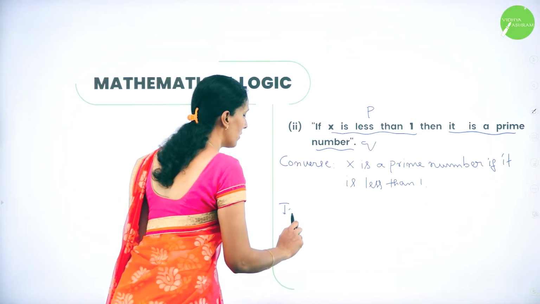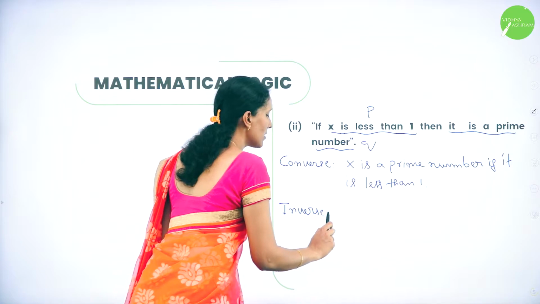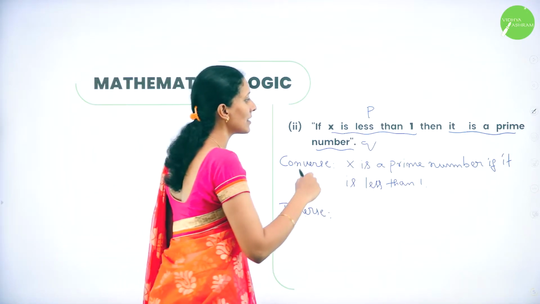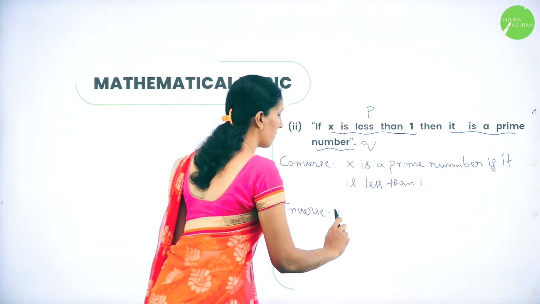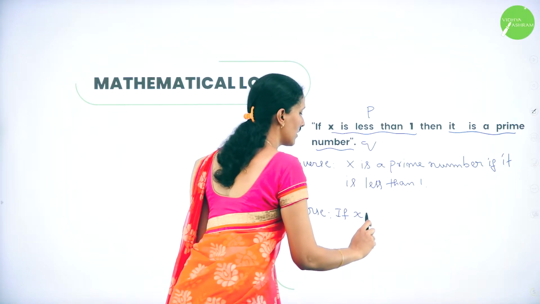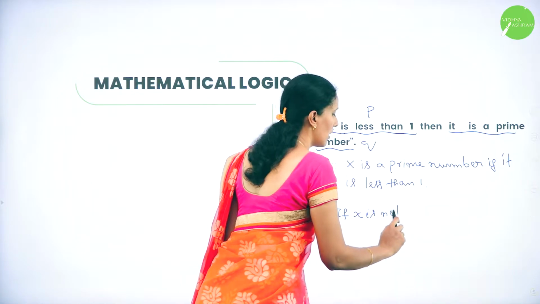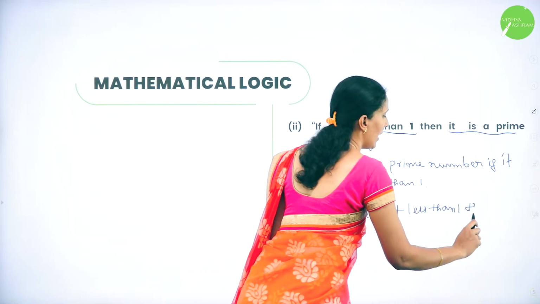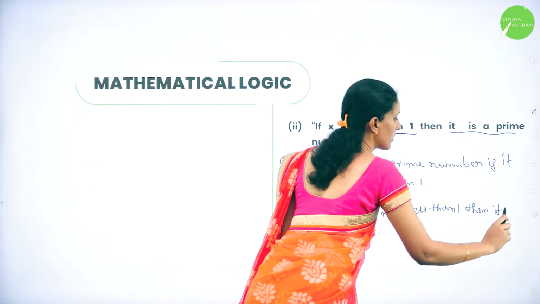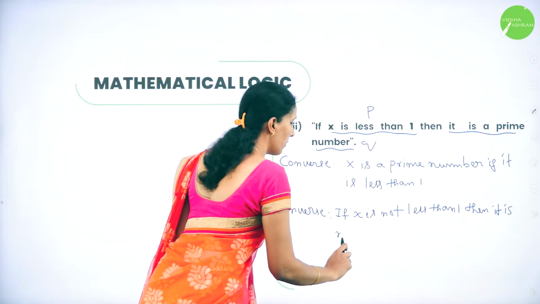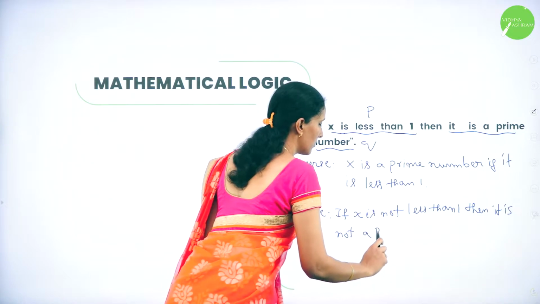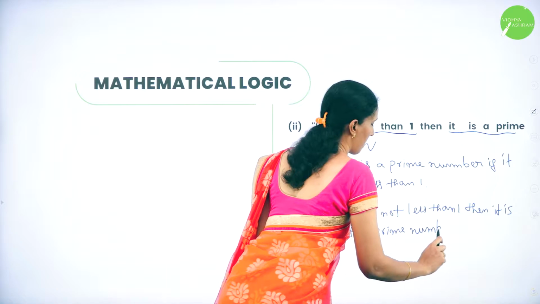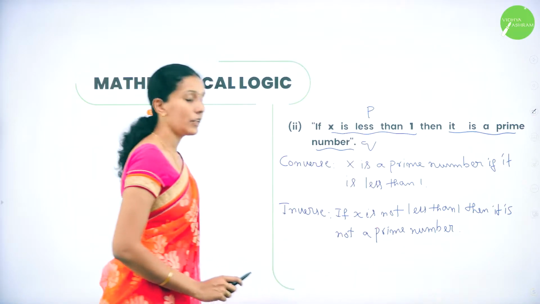Next I will take the inverse. Inverse is not P implies not Q. So what is not P? If x is not less than 1, then it is not a prime number. So this is the inverse.